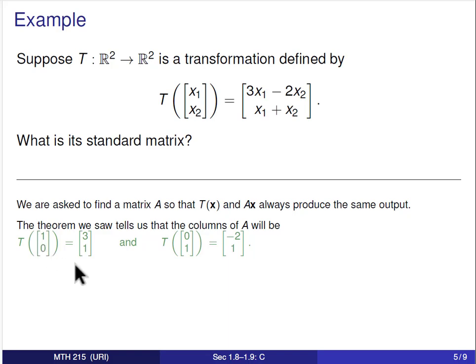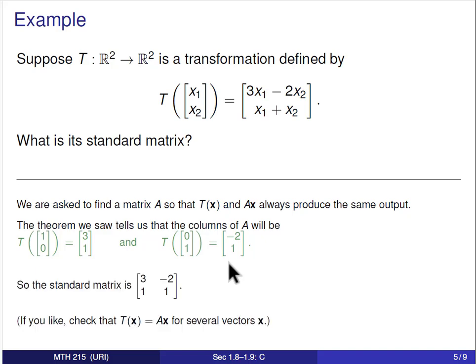The first column should read 3, 1. The second column of A should read -2, 1. And so the standard matrix will be exactly the matrix 3, -2, 1, 1.